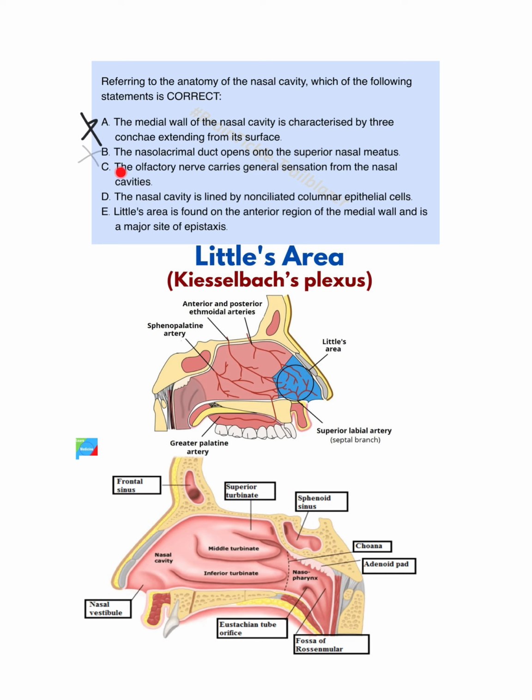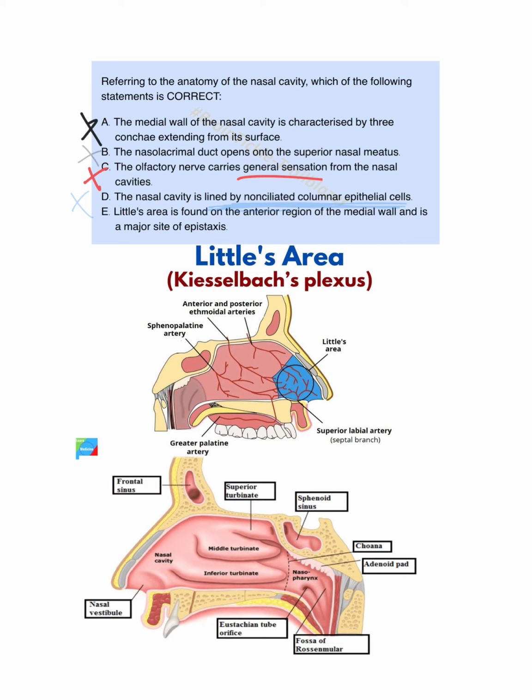Next, part C, the olfactory nerve carries general sensation from the nasal cavities. Now we know that the olfactory nerve is responsible for olfaction, which means the sense of smell. So this is also incorrect. It does not carry general sensation from the nasal cavity. Next, coming to D, the nasal cavity is lined by non-ciliated columnar epithelial cells. The nasal cavity is not lined by the non-ciliated cells. In fact, it is lined by a ciliated and pseudo-stratified epithelium. So this is incorrect.